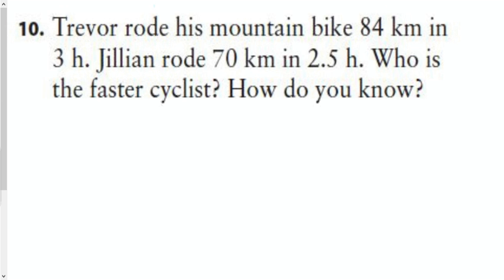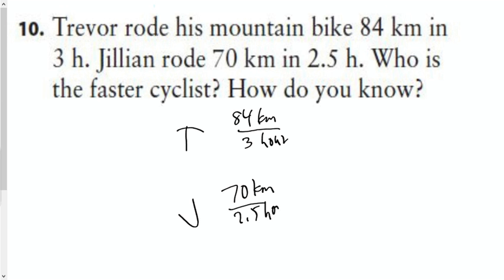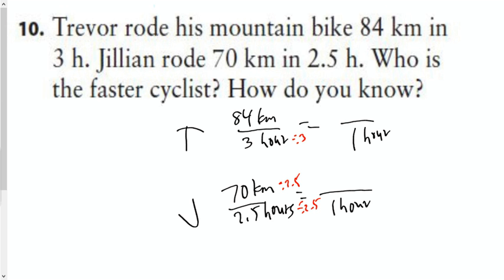Well, we're going to know because we are going to actually create two unit rates. Trevor is 84 kilometers, we're going distance to time. And Jillian is 70 kilometers in 2.5 hours. And we're going to make unit rates. This is going to be per 1 hour, and it's going to be per 1 hour. And we're going to do so by dividing top and bottom term in our rate by 2.5. And we're going to divide top and bottom term by 3. And if memory serves me correctly, this is going to work out to be equal. But let's do the math on this.